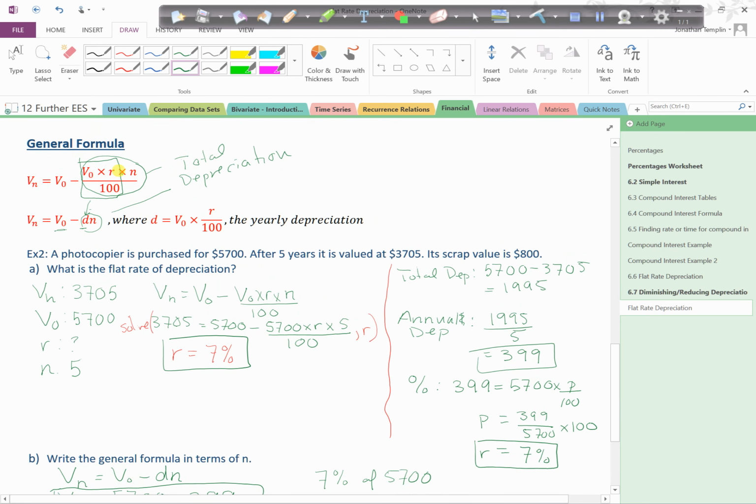Okay, so looking at taking off that total depreciation instead of just the annual depreciation one year at a time. Here we are.